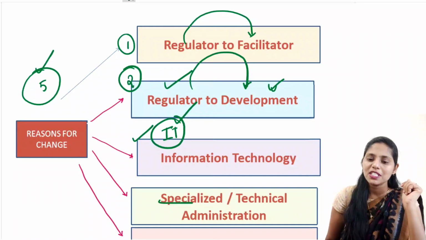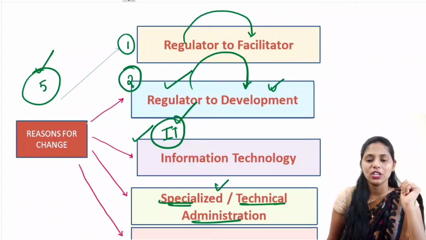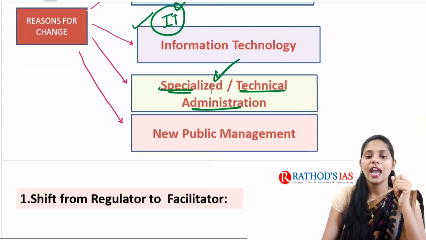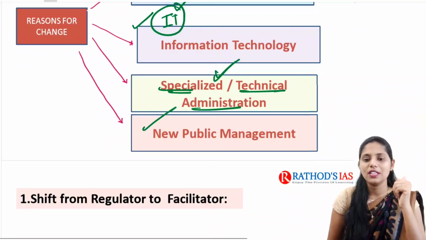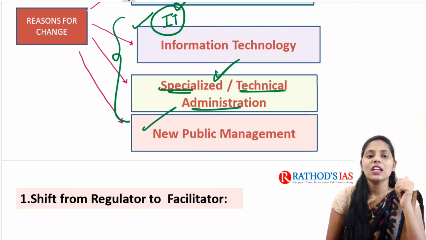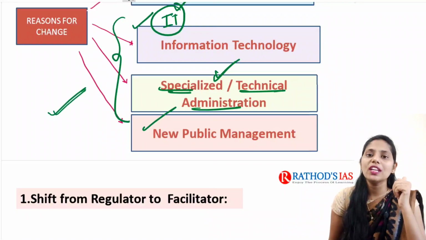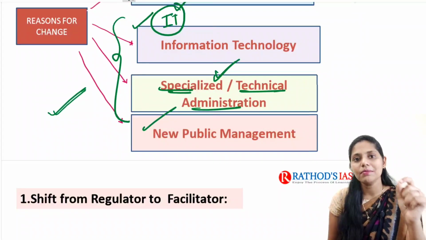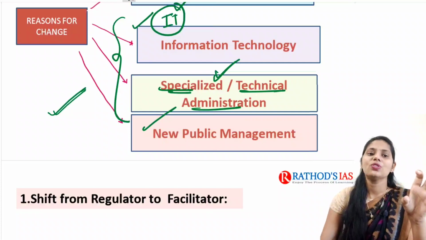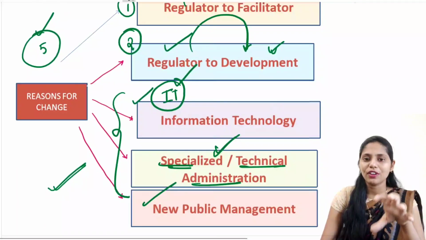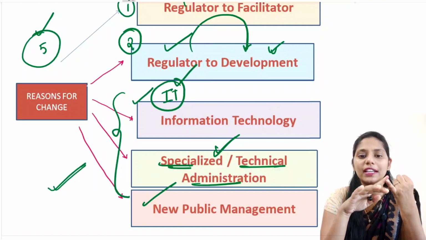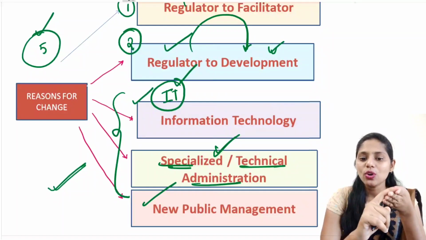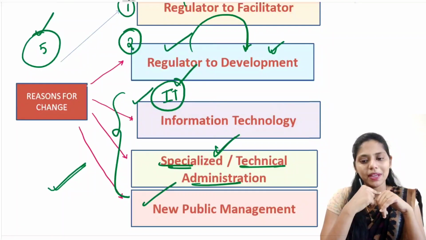And next is specialized or technical administration. We are mainly moving towards this specialized or technical administration. And next is new public management. Because of all these things, now we need new values, or sometimes all the traditional values become irrelevant. Okay, I hope you get these 5 things: regulator to facilitator, regulator to development, information technology, specialized or technical administration, and new public management.